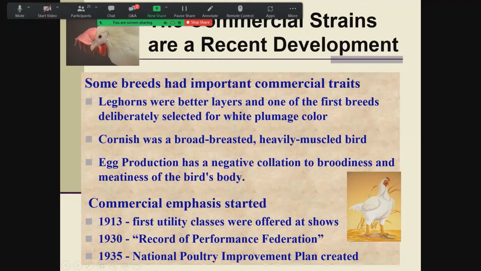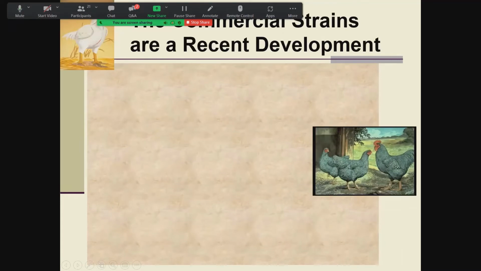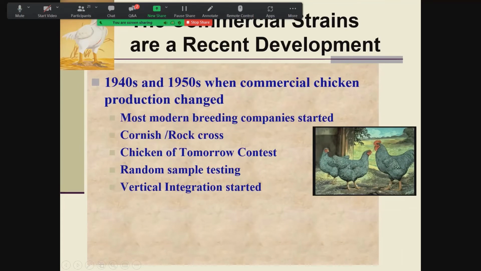Okay, so then in the 1940s, and again, when I say recent, you think about it, 1940s and 1950s, that's only about 70 plus years ago that commercial chicken production even started. So most of the modern breeding companies were started during that time. The Cornish Rock Cross became basically the breed or hybrid that we used to start off the commercial meat industry.